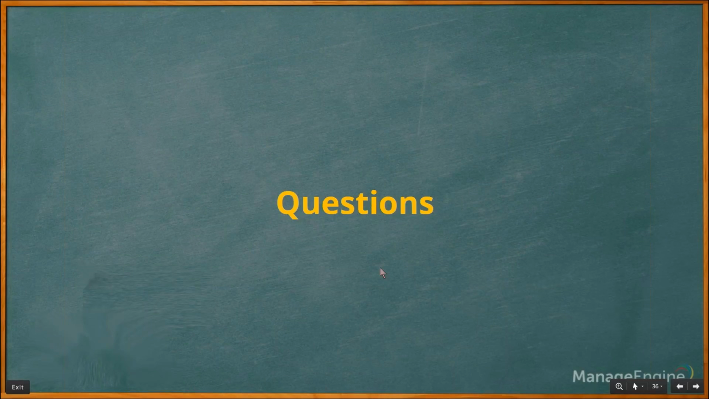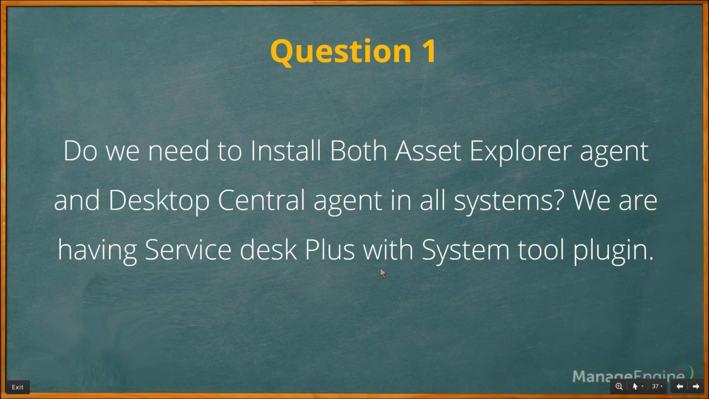So let's move on to the commonly asked questions. Quickly, let's talk about this one: do we need to install both the Asset Explorer agent and the Desktop Central agent in all the systems? We are having service requests with the System Tool plugin.